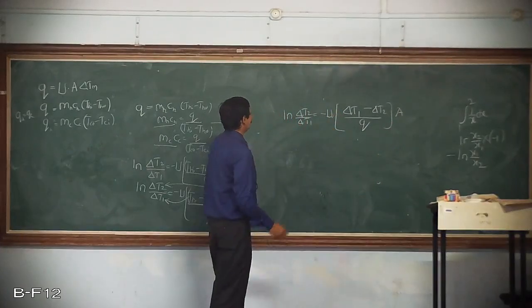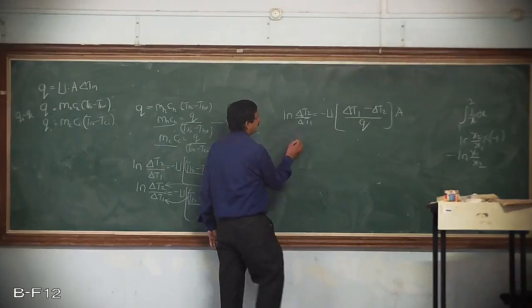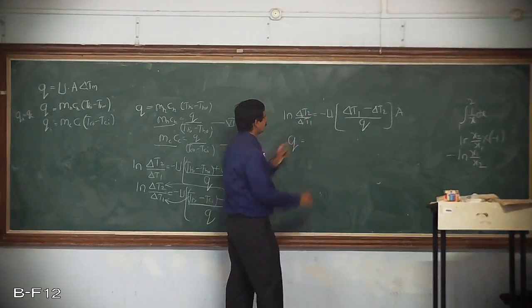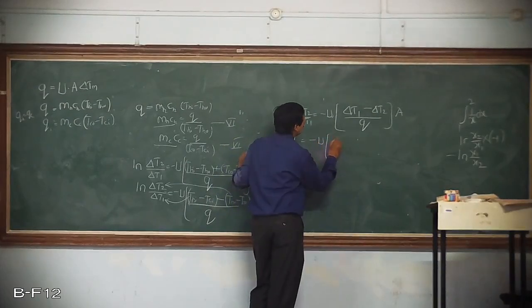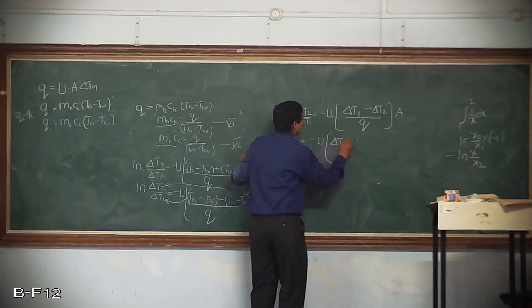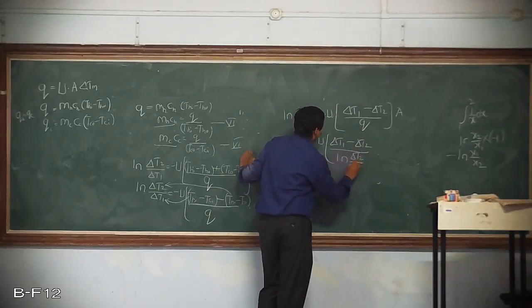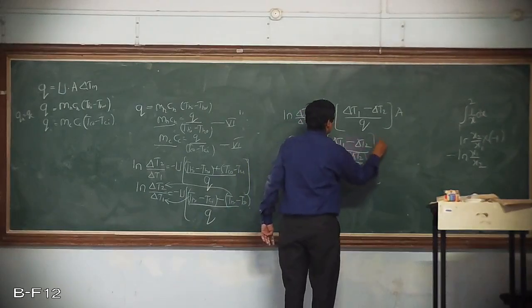Fine. Now, see, here minus is there. So, if I can write Q equal to, I am taking this term into here. So, what will that be? It is minus U, okay, into delta T1 minus delta T2 divided by ln of delta T2 by delta T1 into area terms.